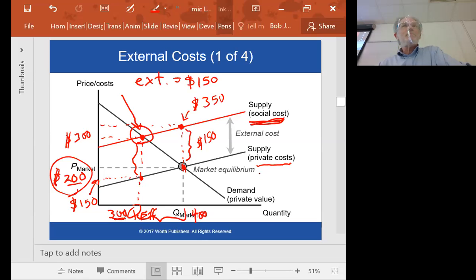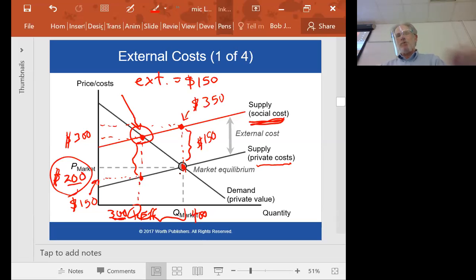Would it be a little bit further out on the supply side? Above 400? Either 400 and outward would be. No. If government does nothing, we're going to get 400, and the inefficiency is that's too many. The essence of the problem is we're producing something where the cost is greater than the benefit.